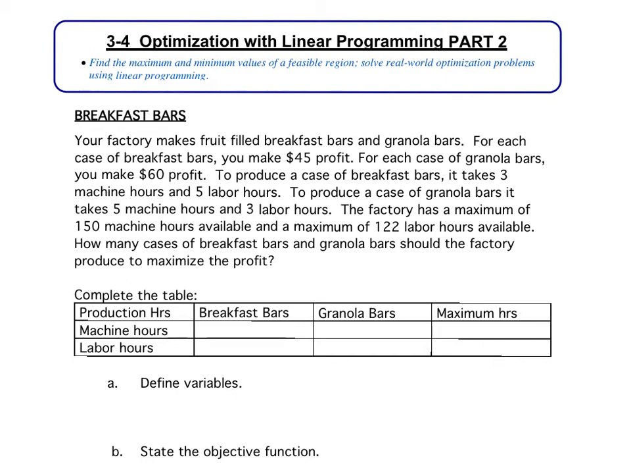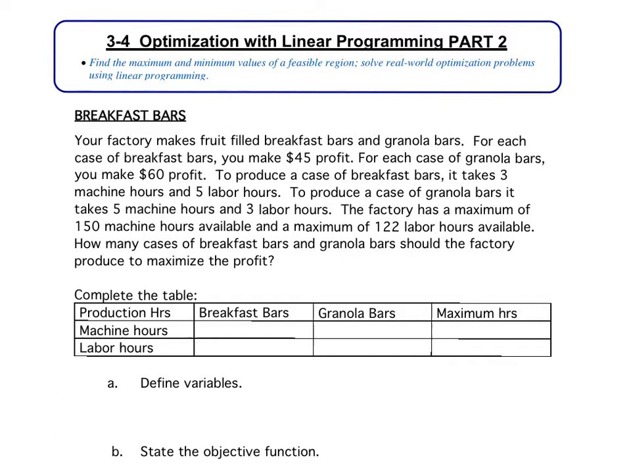Welcome to the last video of Chapter 3. This last video is going to be a continuation of linear programming. So in the first video, we graphed our constraints, we found what's called the feasible region, the shaded region, and then we used that region to find a maximum and minimum of a certain objective function. So then what I told you is in this video, we're going to be doing word problems.